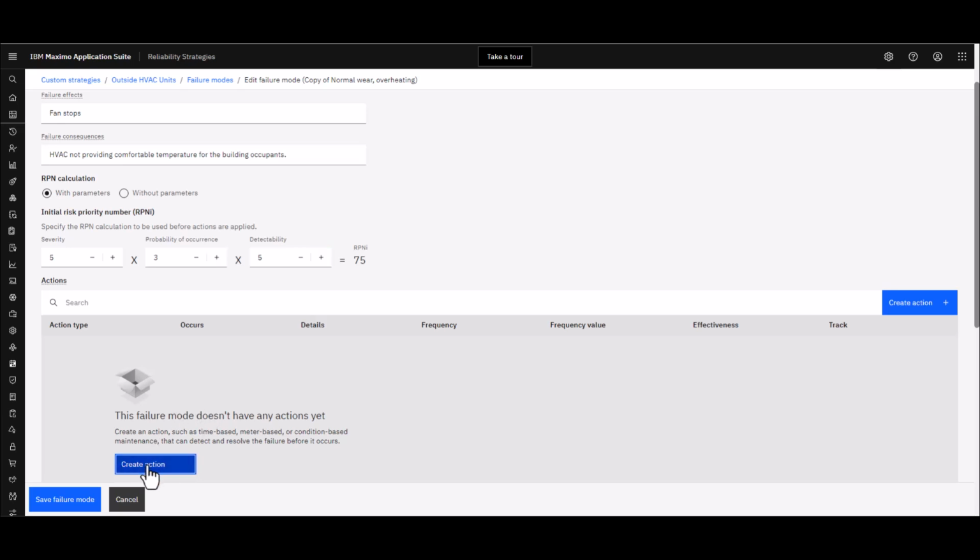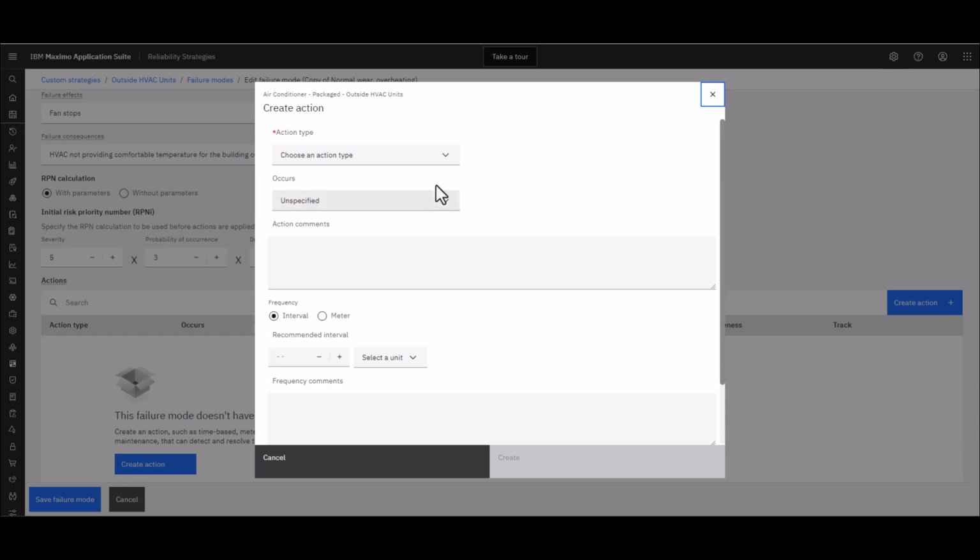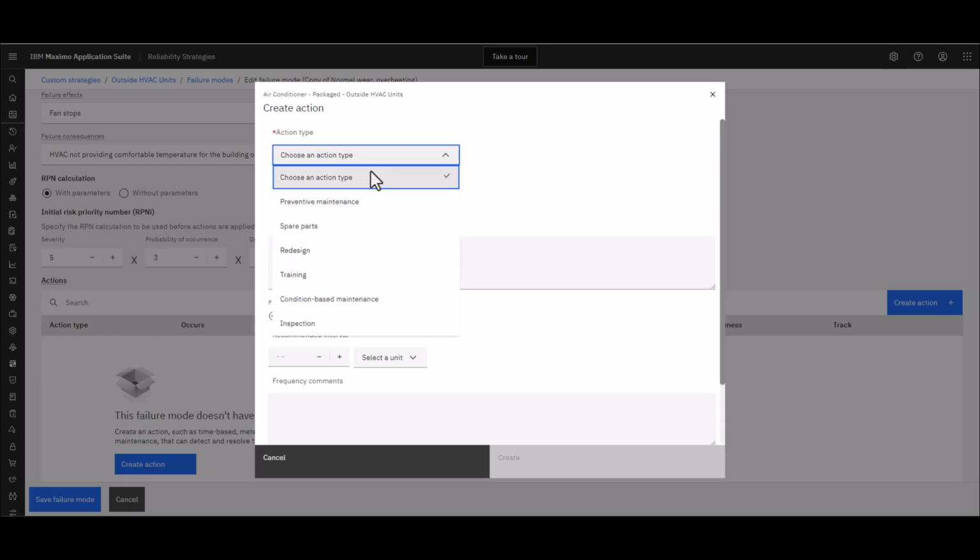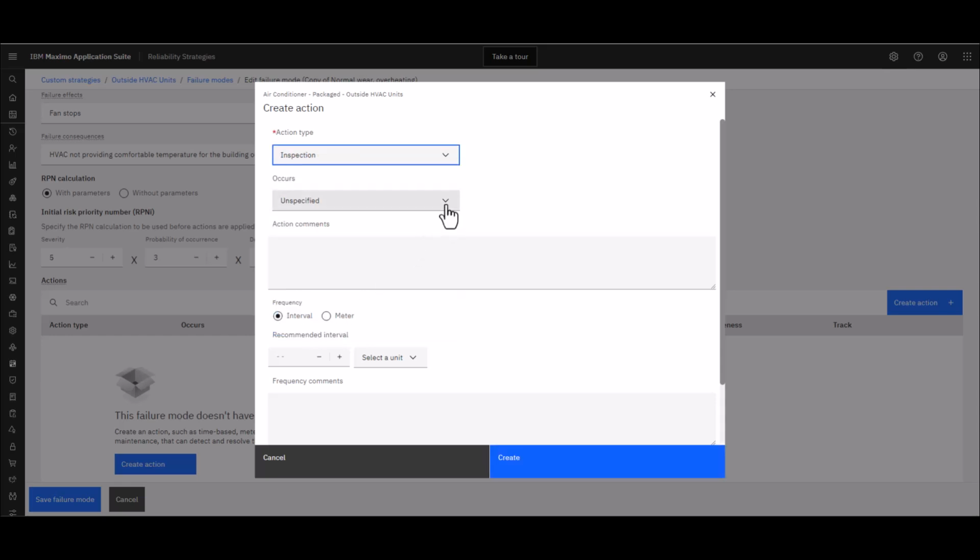So we're just going to go down and create this action, and I'm going to choose an action type. You can see there's several different types of actions we can take, and you can have different actions on the different failure modes if you'd like, but in my case I'm just going to choose an inspection. And I'm going to do this inspection on a recurring basis. And my action comments are going to be inspect the motor for high temperature.